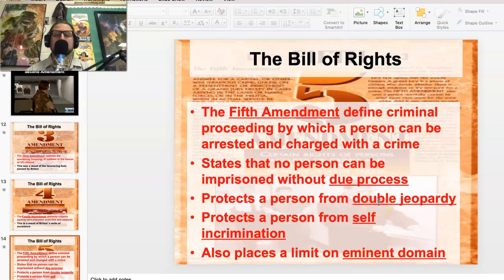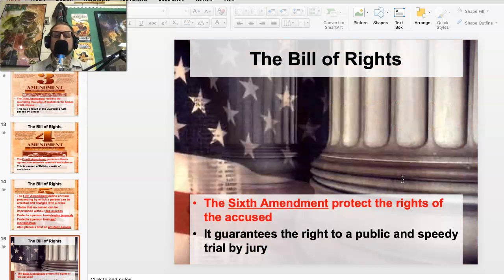Double jeopardy, you can't be charged for the same crime twice. So let's say you're not convicted of murder, you're found innocent, then 20 years later, come to find out you did commit that murder. If it's for the same murder, they can't charge you then. Now, if it's for somebody else's murder, you could definitely be charged. You get due process, so you're entitled to a fair trial by a jury of your peers. The Sixth Amendment protects the rights of the accused.